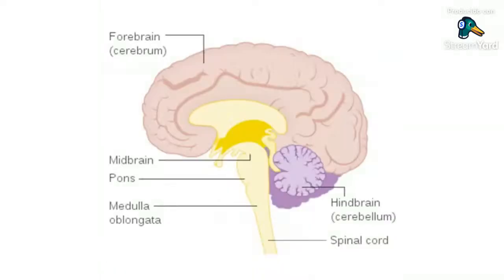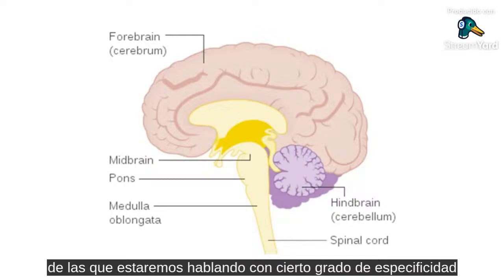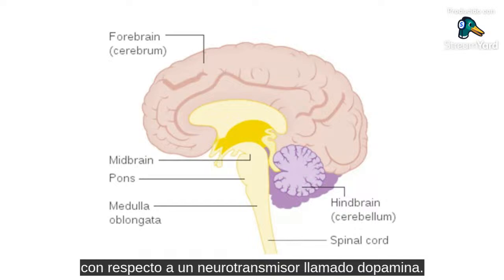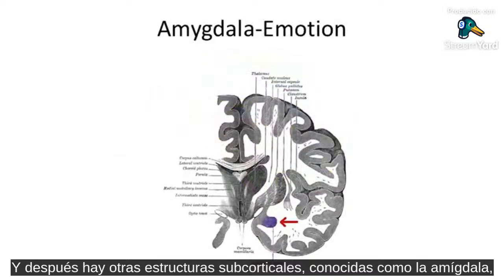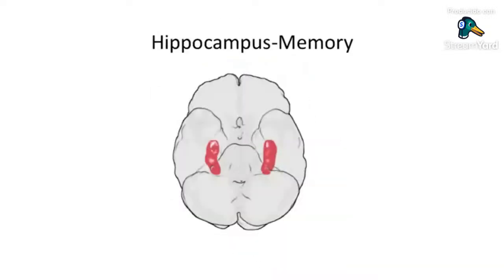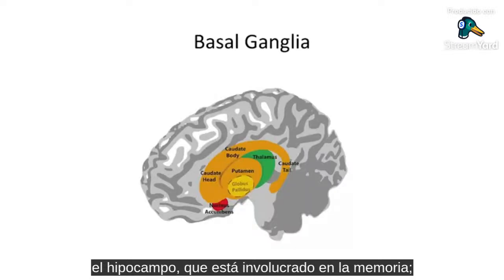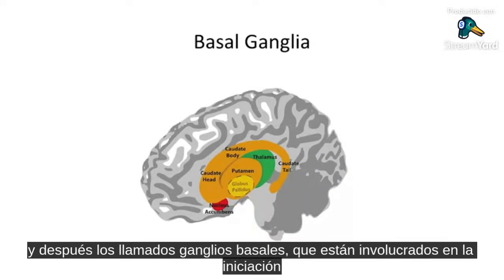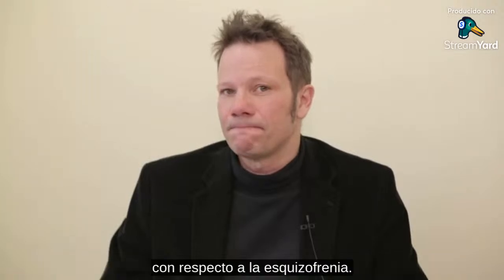There is the midbrain, which consists of a series of bundles of neurons that we will be talking about with some degree of specificity with respect to a neurotransmitter called dopamine. And then there are other subcortical structures known as the amygdala, which is involved in emotion, the hippocampus, which is involved in memory, and then what are called the basal ganglia, which are involved in the initiation and modification of movement. These are the major structures that we'll be talking about with respect to schizophrenia.